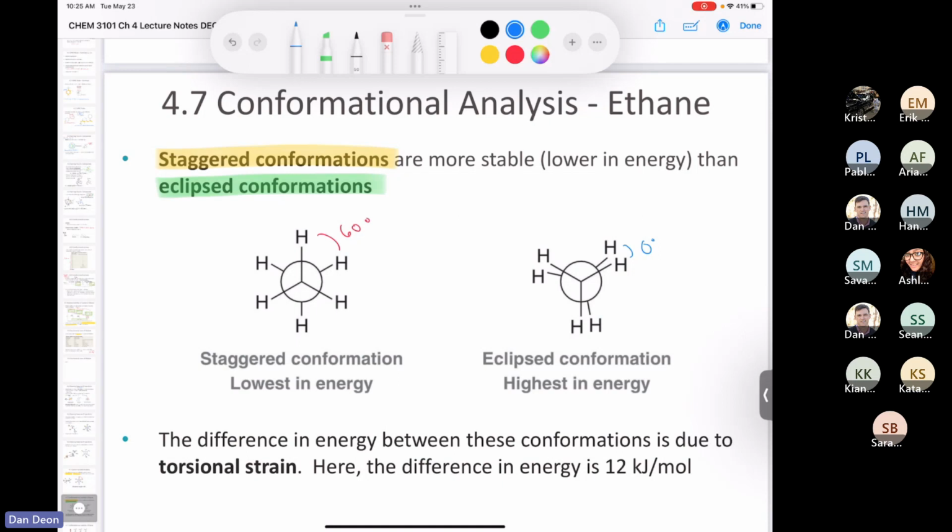So there's actually a difference in energy between these two due to the torsional strain, where you have bonds really close to each other, and that is 12 kilojoules per mole.